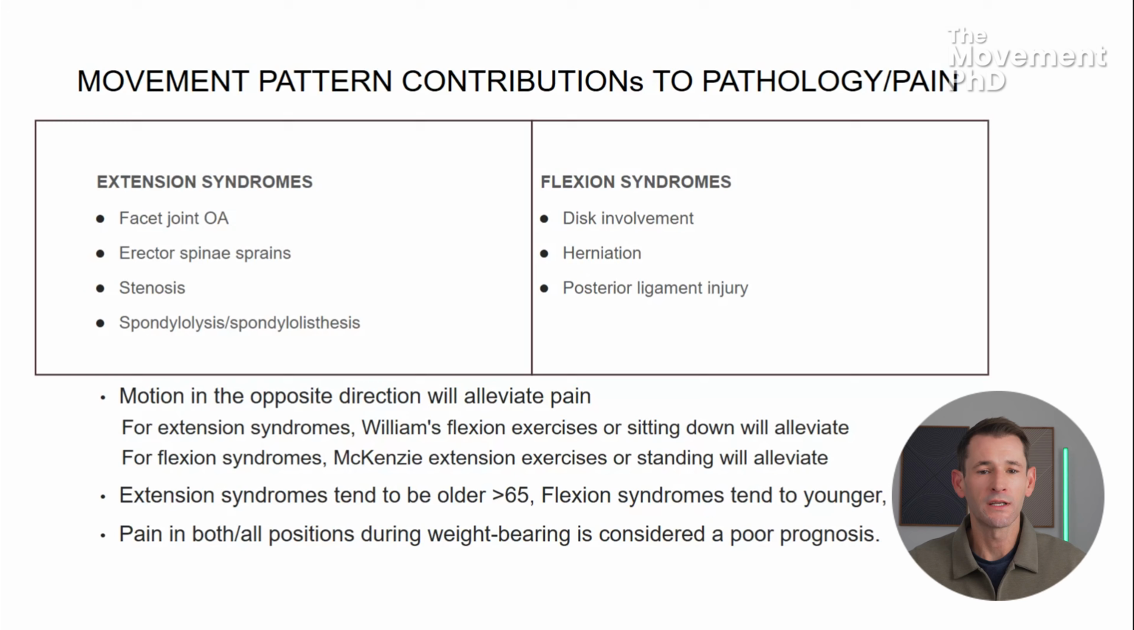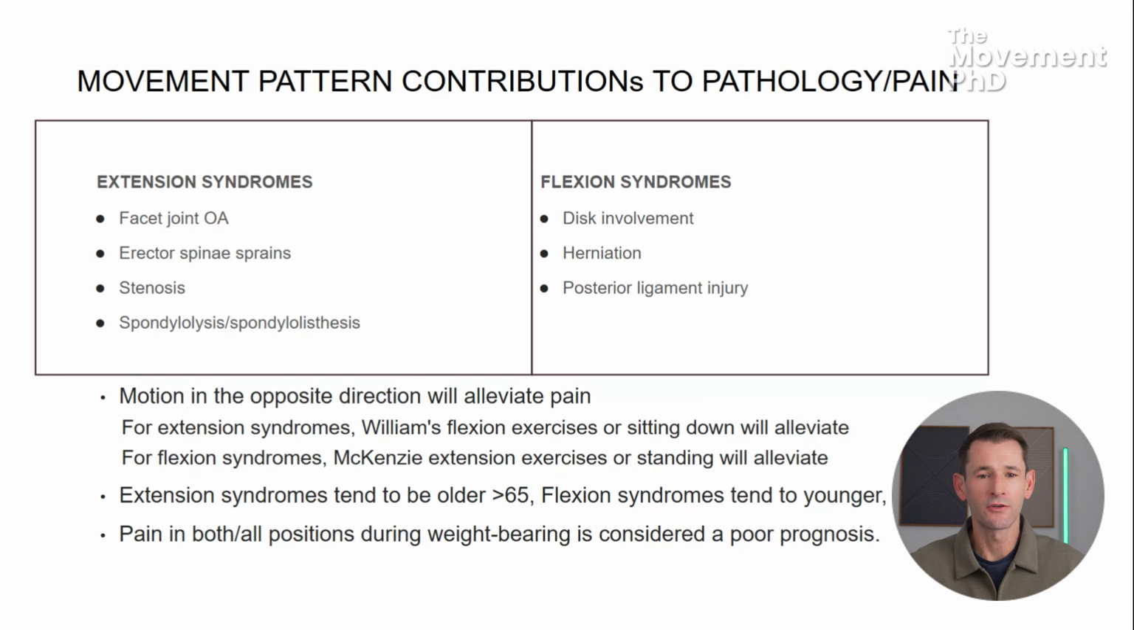So what do we do for these individuals? We typically do motion in the opposite direction to alleviate pain. So for extension syndromes, we want to do flexion types of things. So we want to strengthen the anterior abdominal muscles. We want to get them out of standing and put them in sitting. That's going to typically alleviate the pressure and the stress on those structures that are typically under load during extension.